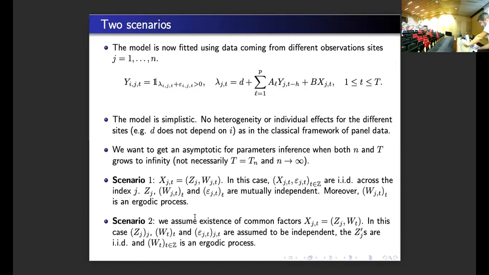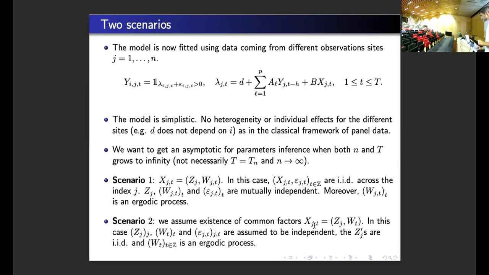In the second scenario, I assume the existence of what is called common factors. So there is a dependence through common factors. I decompose the covariate in the following way. I have some site characteristics, and I have a time varying covariate, but this time the time varying covariate is the same for all the sites. For instance, you can put a kind of macro variable, some global warming index, something like this.